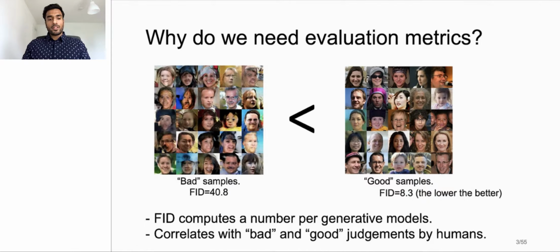Towards this, the community currently relies on FID score, which is shown to correlate with good and bad judgment by humans. We see that the better looking set of images on the right gets a better FID score than the one on the left.